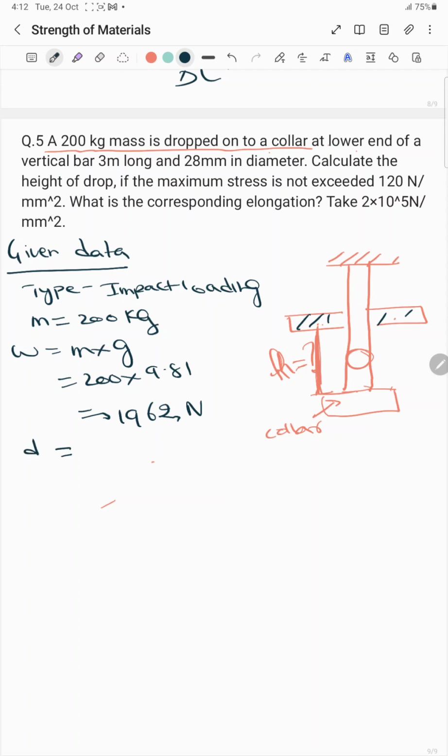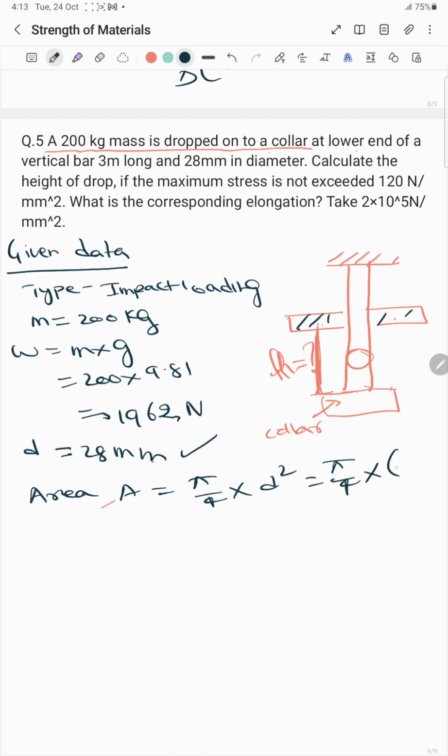Diameter is also given, D is equal to 28 mm, and with this diameter we can find the cross-sectional area of the bar. A is equal to pi by 4 into D square. We know the D value, that is 28, so we just need to put the value 28 in place of D. So we'll get around 615.75 mm square.